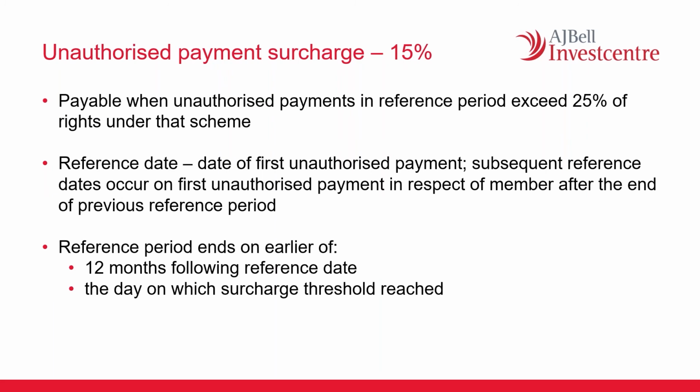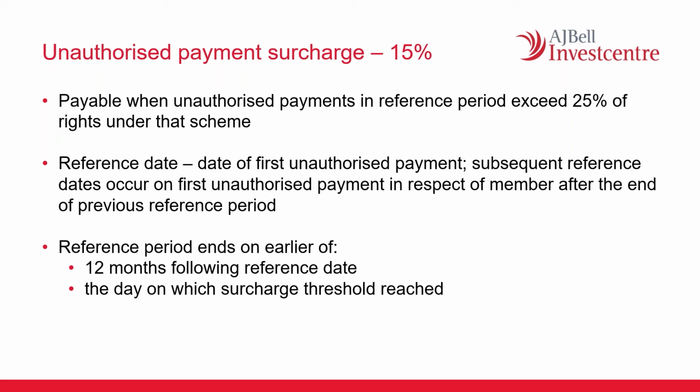Potentially, you may also have the unauthorised payment surcharge, which is always 15%. Now, this one is only payable when unauthorised payments in a reference period exceed 25% of the rights under that scheme. So the first reference period will start with the date of the first unauthorised payment in that scheme. And then that will run until either the surcharge threshold of 25% is reached, or 12 months following the first reference date.